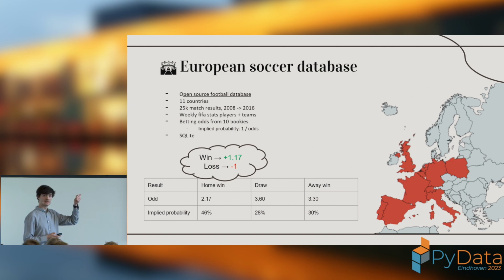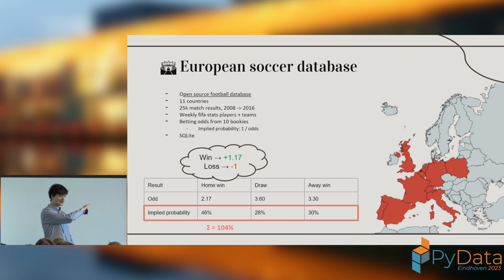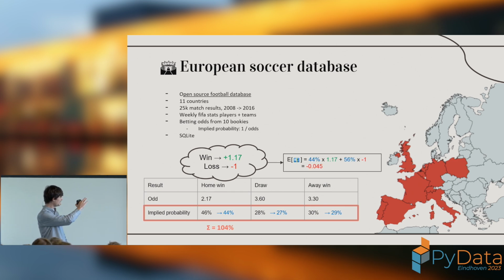There's actually an implied probability in there for the bookies, and it's just the inverse. So if you divide 1 by 2.17, you get 46%. Now the interesting thing is, if you do the math, the sum is actually bigger than 100%. So why is that? Well, this is how the bookies make their money. They actually think that the probability of these events is lower. So in the blue numbers, the sum is 100%. If you then calculate the expected profit if I bet on the home team winning, you'll see it's negative.